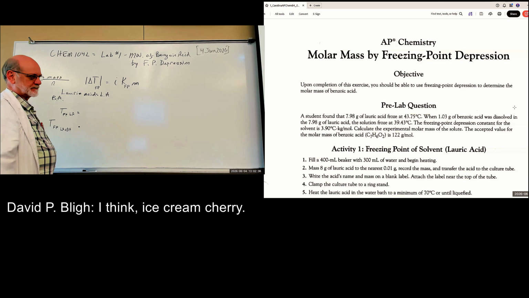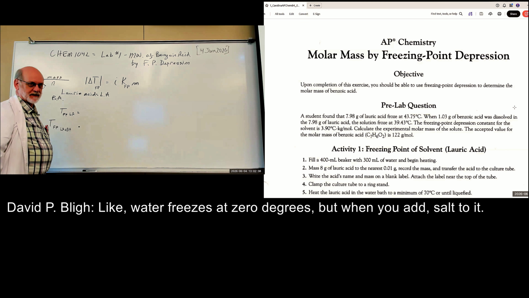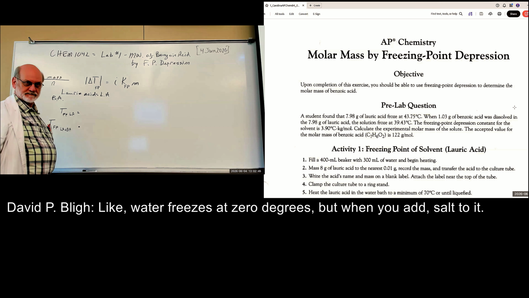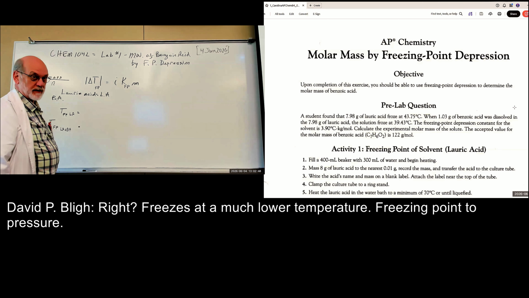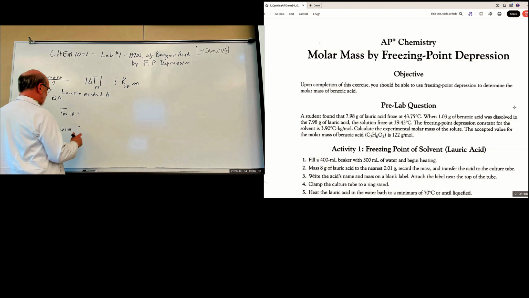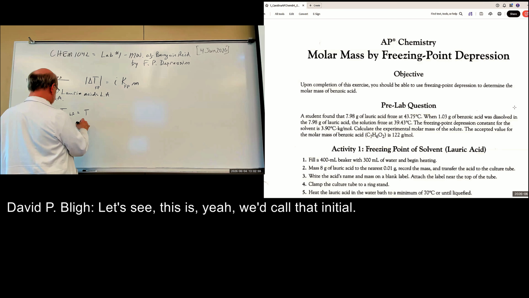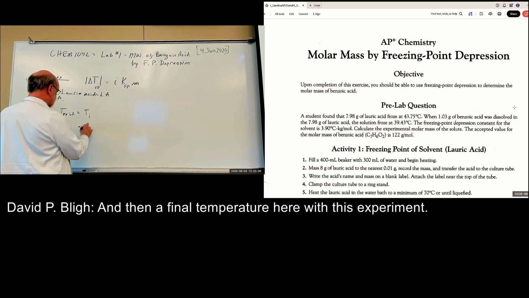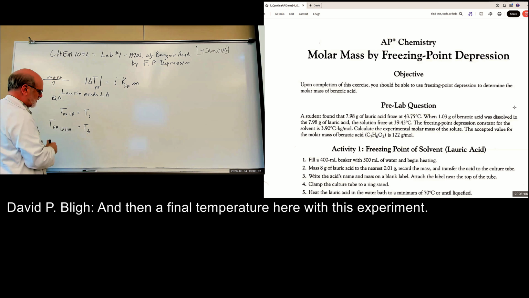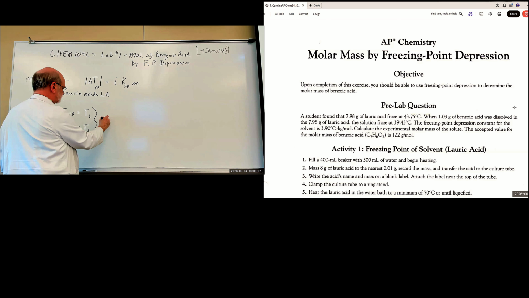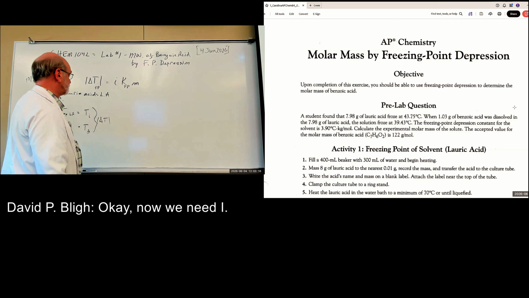I think of an ice cream churn. Like water freezes at 0 degrees, but when you add salt to it, it freezes at a much lower temperature. That's freezing point depression. So we're going to get an initial temperature here, we call that initial, and then a final temperature here with this experiment, freezing point. And then we calculate the delta T here and just take the absolute value.